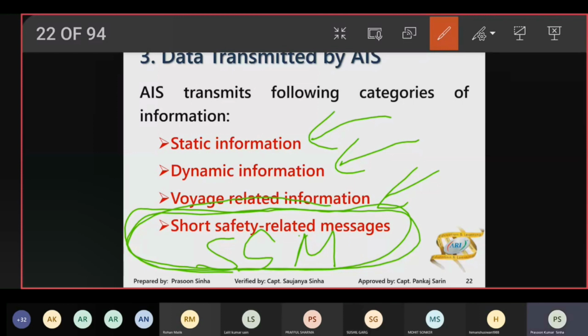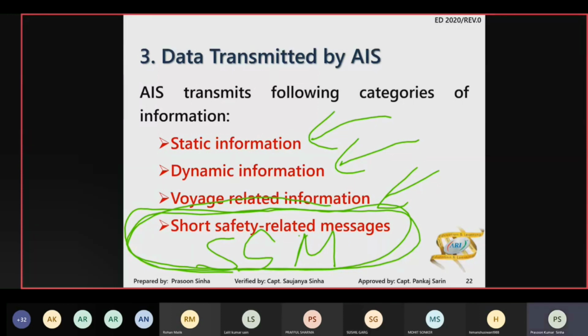As the name indicates, static data, static means not changing. So what information about the ship is not changing, never changes? It is the identification, the name of the ship, call sign of the ship, MMSI, IMO number, type of ship, whether tanker, cargo, passenger, whatever type of vessel, length of the ship, breadth of the ship. So these are static data.